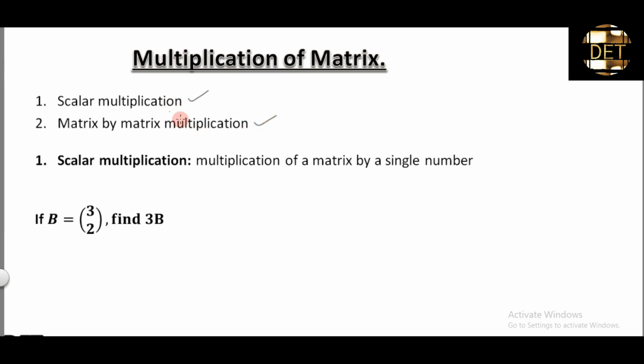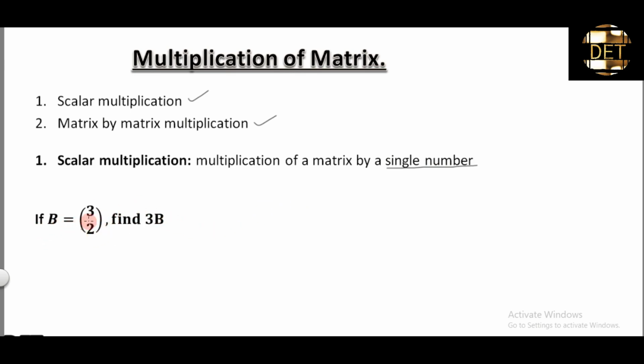The first one that we're going to look at here is the scalar multiplication. This involves the multiplication of a matrix by a single number. So scalar multiplication is the multiplication of a matrix by a single number. We have an example here.